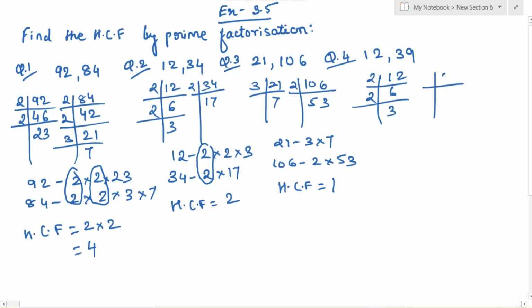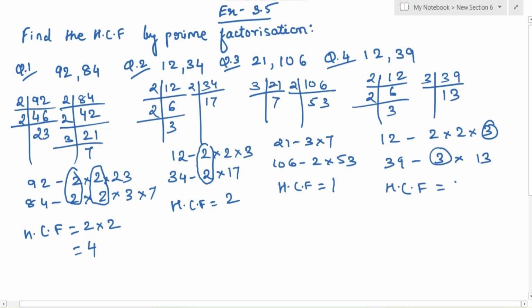Similarly we'll go ahead with 39, 3 1s are 3, 3 3s are 9. That means the prime factorization of 12 is 2 into 2 into 3, and that for 39 is 3 into 13. The only common prime factor in both of them is 3. So the HCF for this question is 3.